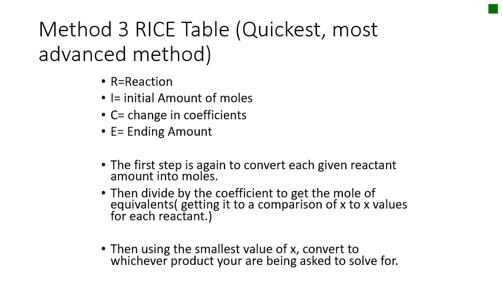For this method, the first thing that you will do is convert the amount of each reactant into moles. That is your I. Then we would set it up and divide that initial amount of moles by the coefficient, which would represent the molar ratio, and that will get us to the moles of equivalence. This will allow us to compare the values for moles of each reactant on an X to X basis. And then based on whichever reactant gives you the smallest value for X, that will be your limiting, and then you will convert that amount into whatever product you were asked to solve for.